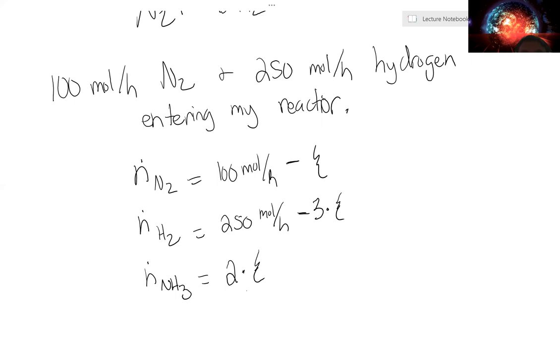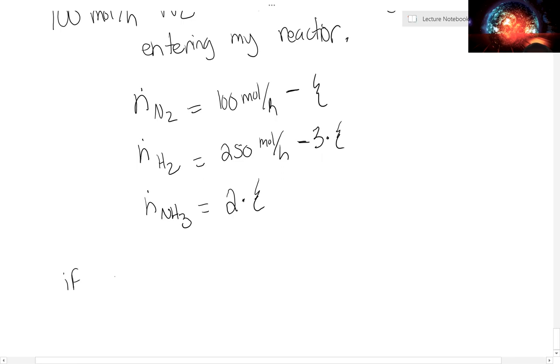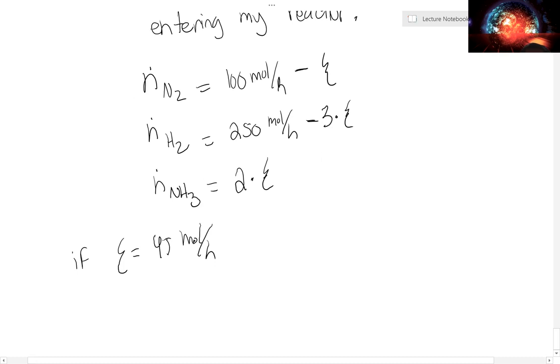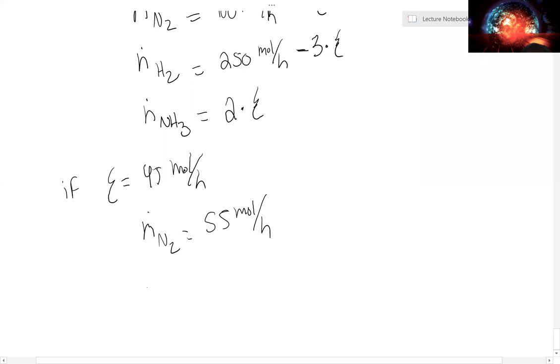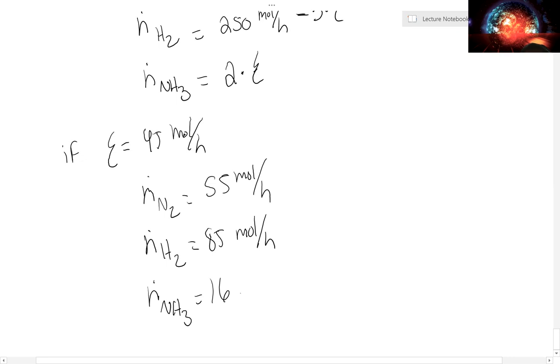Now, if my extent of the reaction is 45 moles per hour, I can then define all of my output flows. And then my N of N2 is simply 55 moles per hour out. My N of H2 is 55 times 3, which is 165. I subtract that from 250, and I'm left with 85. And the amount of ammonia that's produced is 110 moles per hour.